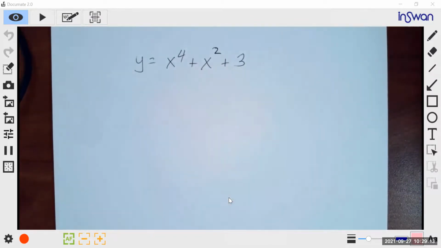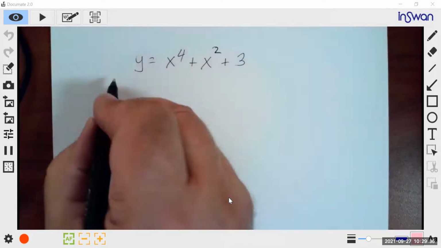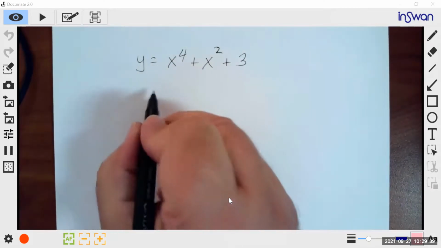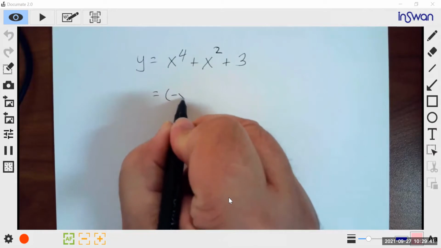Is this function odd or even? There are no like terms. x squared, nope, you don't add those. So to test if it's odd or even, change x to negative x.